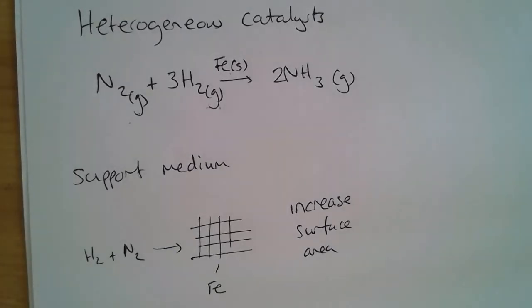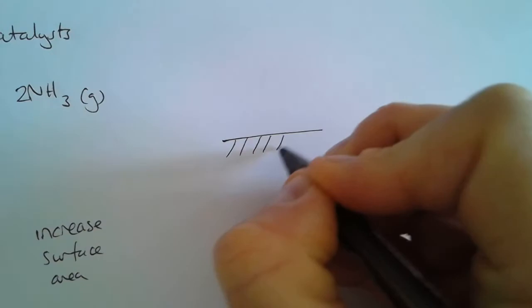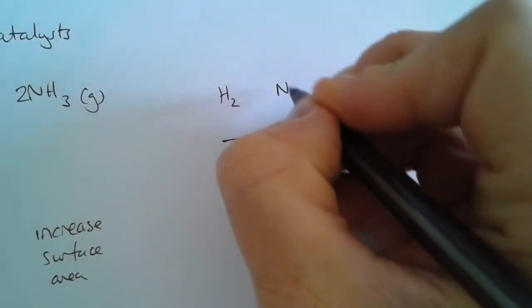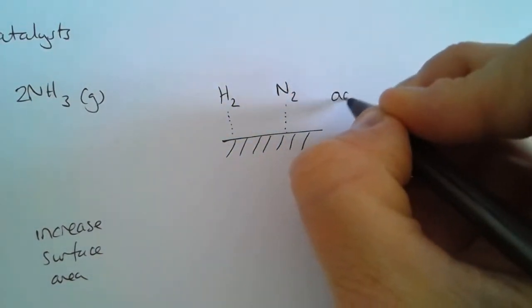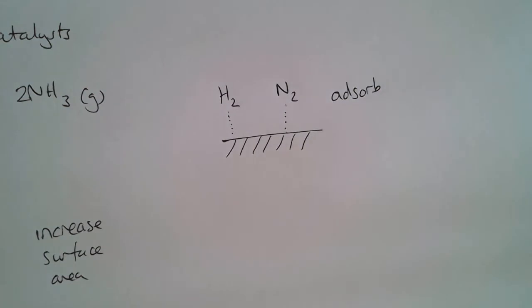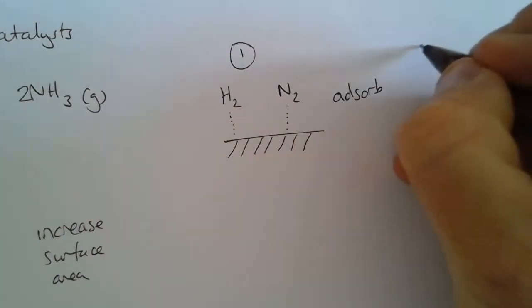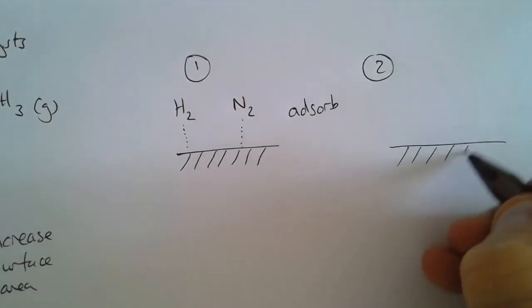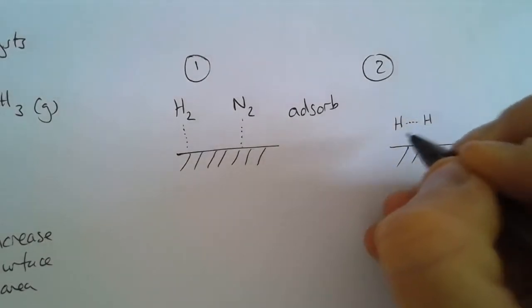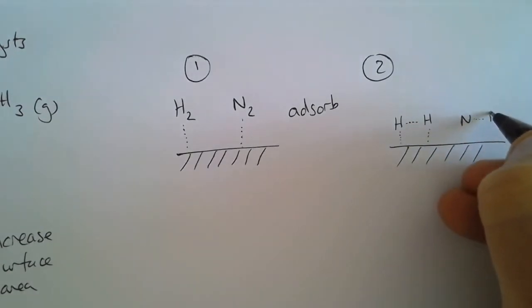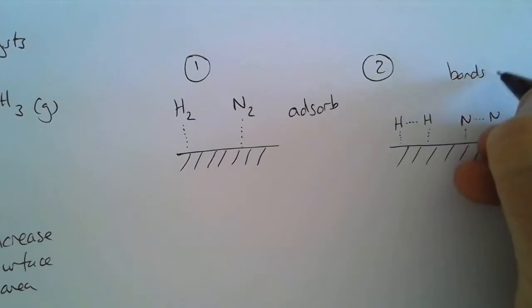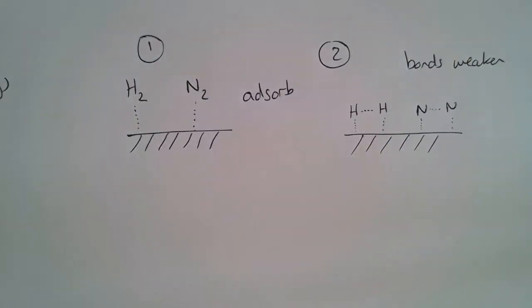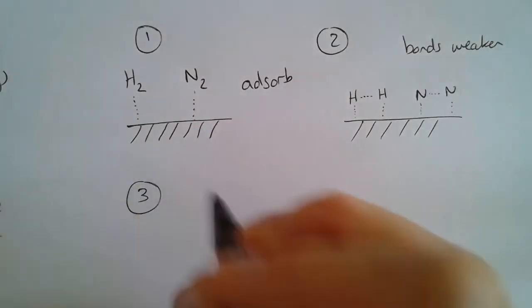Now, the way heterogeneous catalysts work is in a four-step process, really. So we have our catalyst surface here, and then our reactants adsorb to the catalyst surface. Now, that word adsorb means basically to stick to. So the reactants adsorb to the catalyst surface. That's step one. In step two, the bonds between the adsorbed reactants weaken. So this process of the molecules sticking to the catalyst surface causes those bonds to weaken. In step three, a reaction takes place.